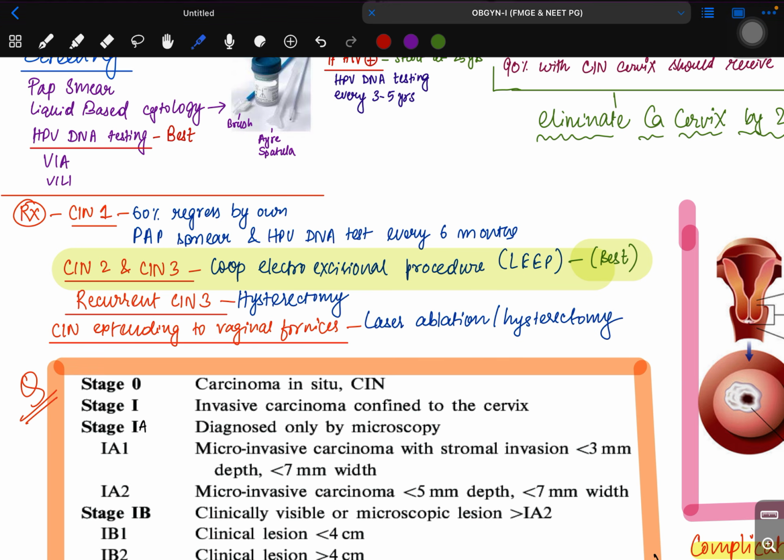Like for any age of CIN2, CIN3, you do not have to see the age, just mark the answer LEEP. It's the loop electroexcisional procedure, and you will excise the cervix. And for recurrent CIN3, we are doing hysterectomy. If CIN is extending into the vaginal fornices, we are doing laser ablation or hysterectomy.